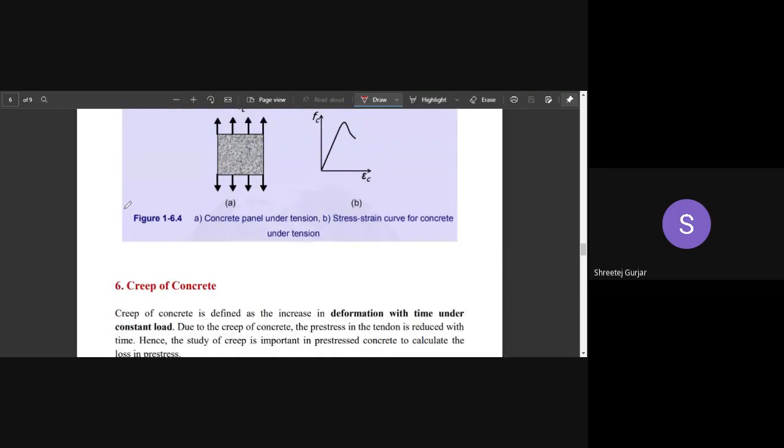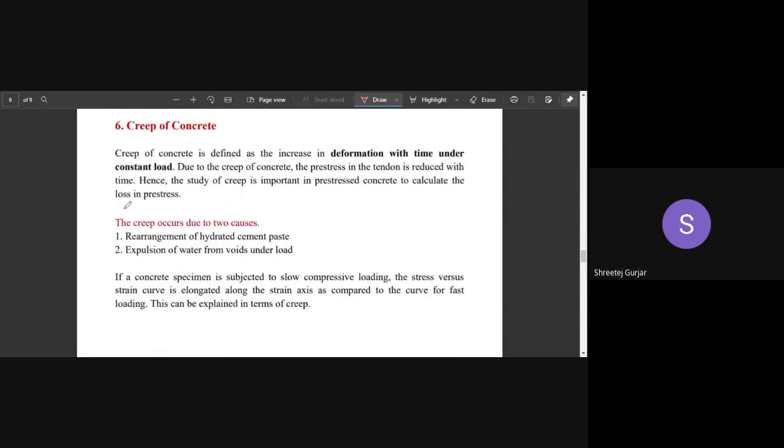So after this, now we are going to study the next important property of concrete, that is creep of concrete. Creep of concrete and shrinkage of concrete are the two properties which are left. Creep of concrete is defined as the increase in deformation with time under constant load. Whenever we have a constant load, the magnitude of the load does not increase with time, right?